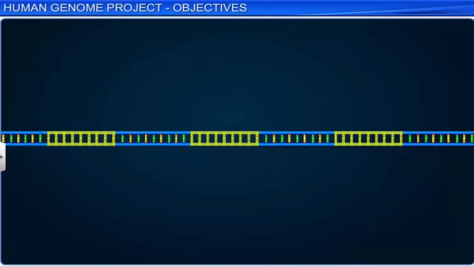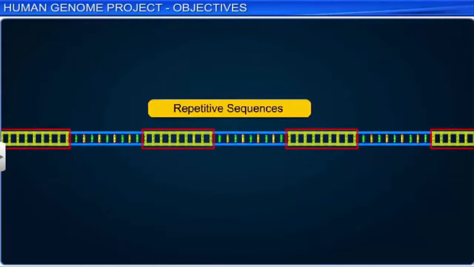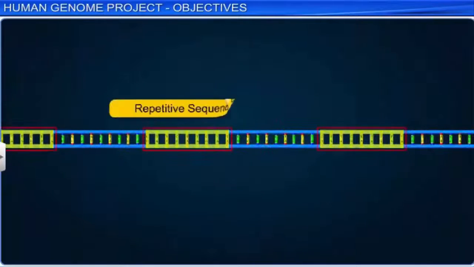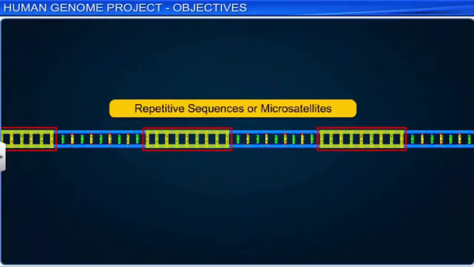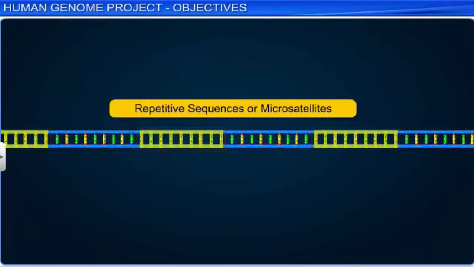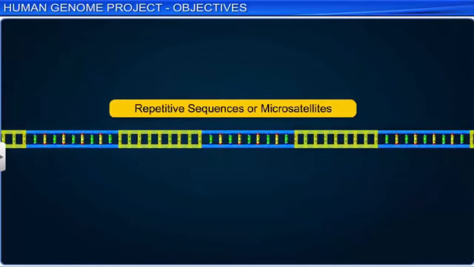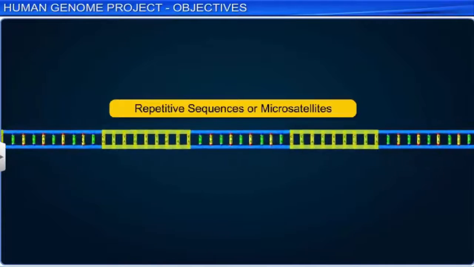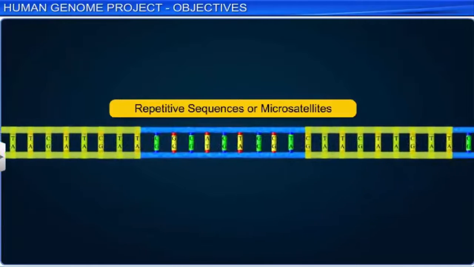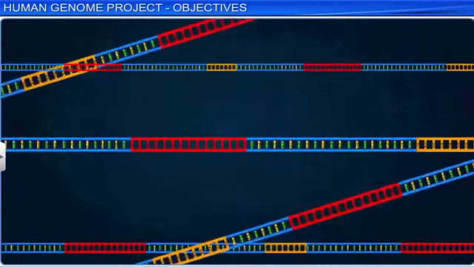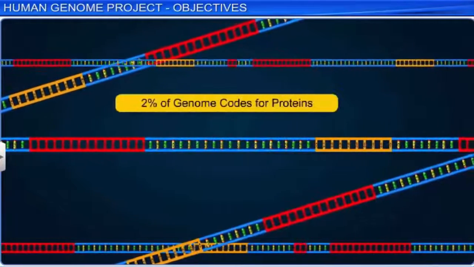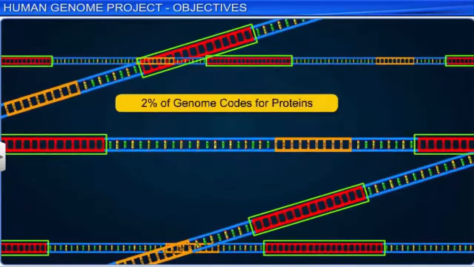Similarly, knowledge of the repetitive sequences in DNA shed a lot of light on chromosome structure and evolution. Repetitive sequences, also known as microsatellites, are those stretches of DNA sequences that are repeated many times, sometimes 100 to 1,000 times, in the human genome. Also, they have no direct coding functions. In fact, less than 2% of the genome codes for proteins, and for more than half the discovered genes, the functions are still unknown.